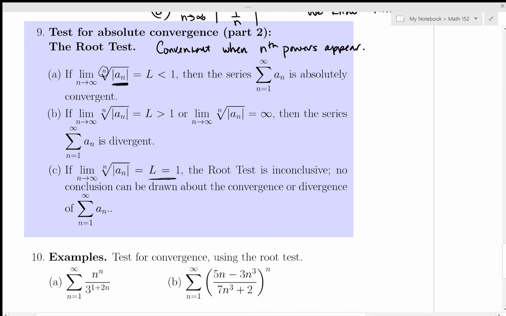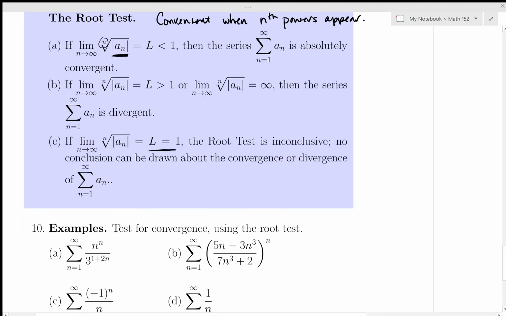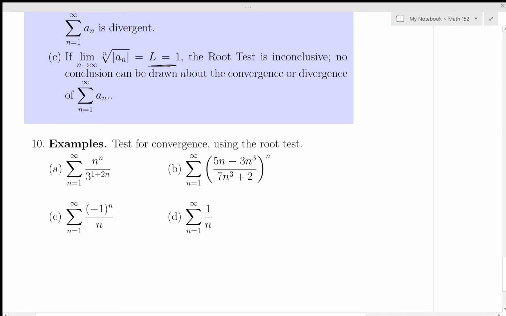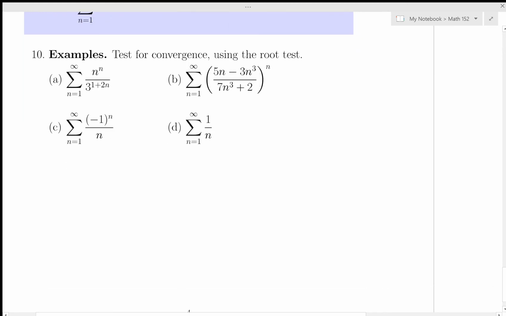Okay, so we're not going to draw any information from either the root test or the ratio test when the limit is 1. We're going to go with the same game plan here. We are going to do 4 tests here using the root test, so you can see some examples of it in operation and how to draw the correct conclusion. So let's take a look at A first. I'm going to then take the limit.